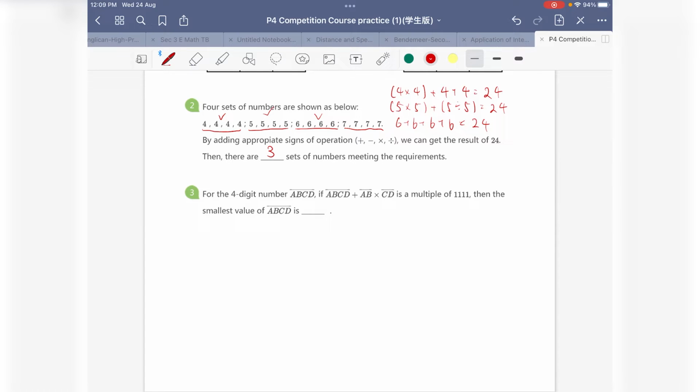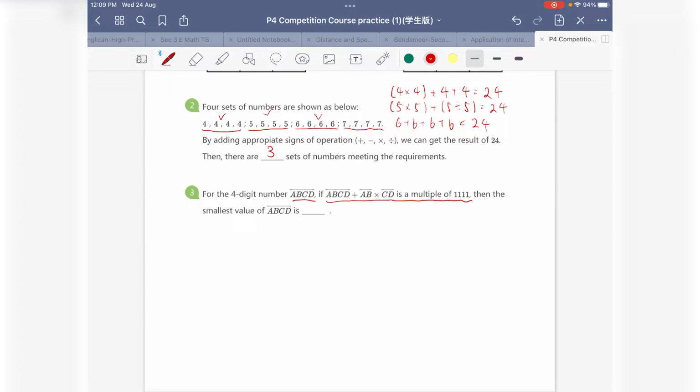For a 4-digit number ABCD, if we have ABCD plus AB times CD being a multiple of 1111, what's the smallest value of ABCD? What's the crypto-arithmetic problem over here in this case? Let us take a look carefully at this particular equation. We know that ABCD plus AB times CD is a multiple of 1111. So that's our objective.